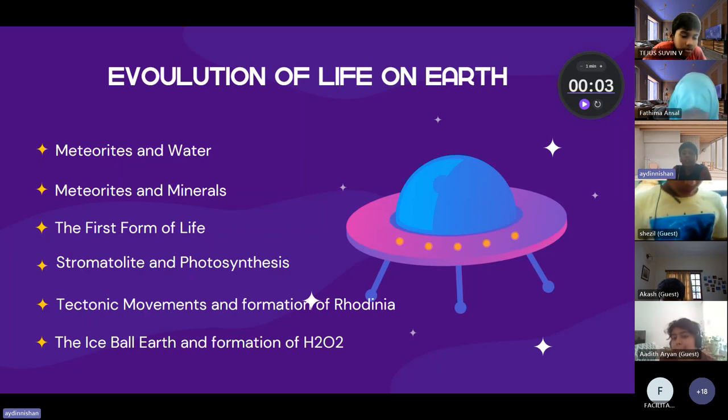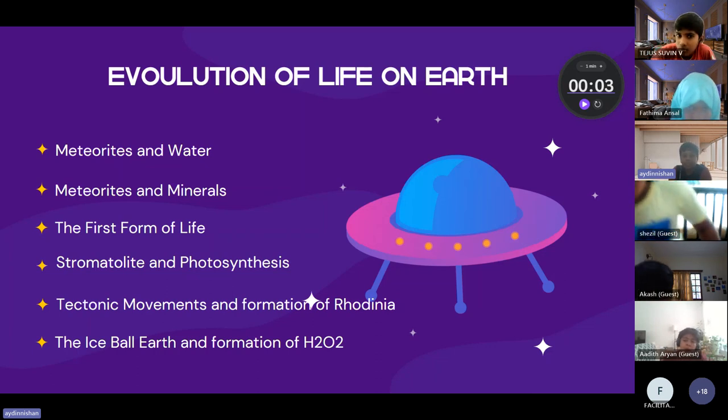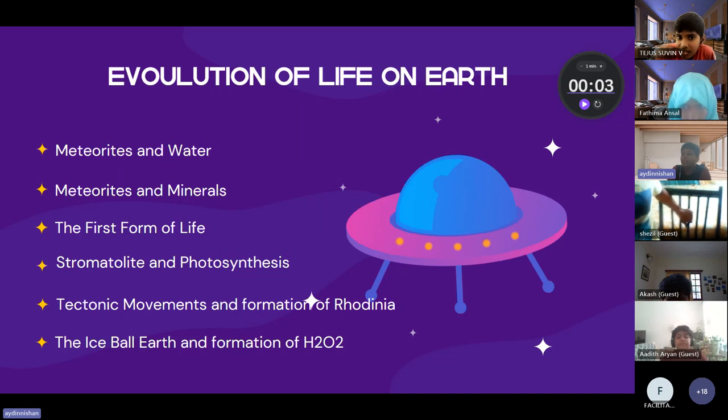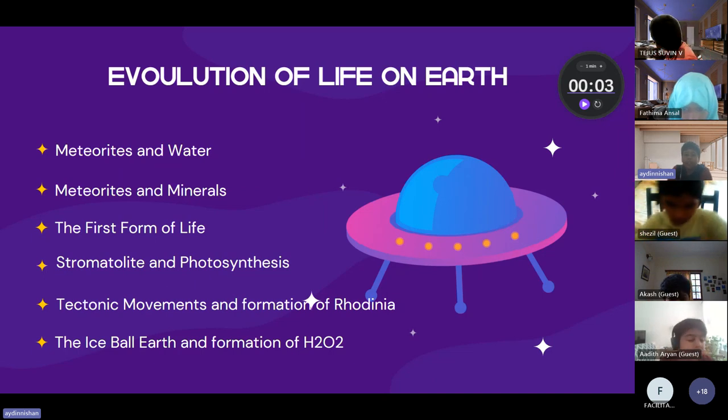Over millions of years, we can see something is rearranging in the islands hidden beneath the ocean. The Earth's crust is broken into vast plates, and they are moving. Those are tectonic movements. They are moving islands to form a supercontinent called Rodinia.